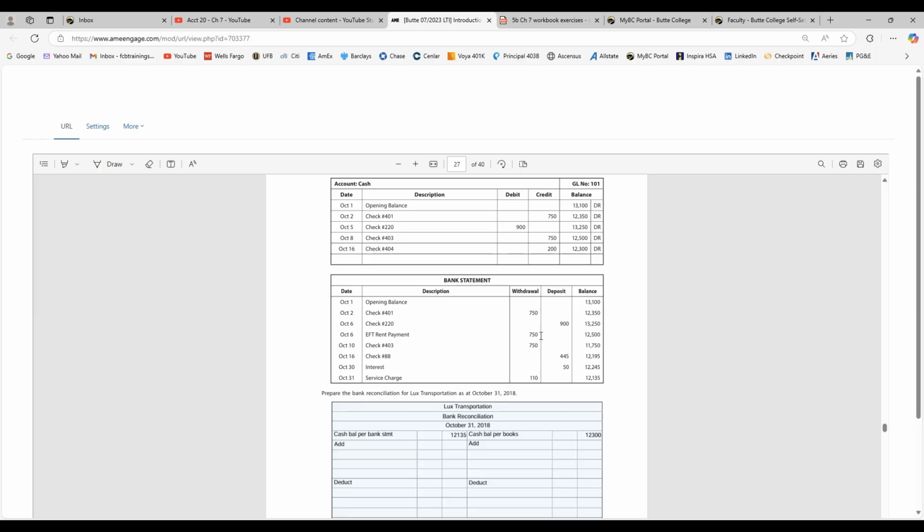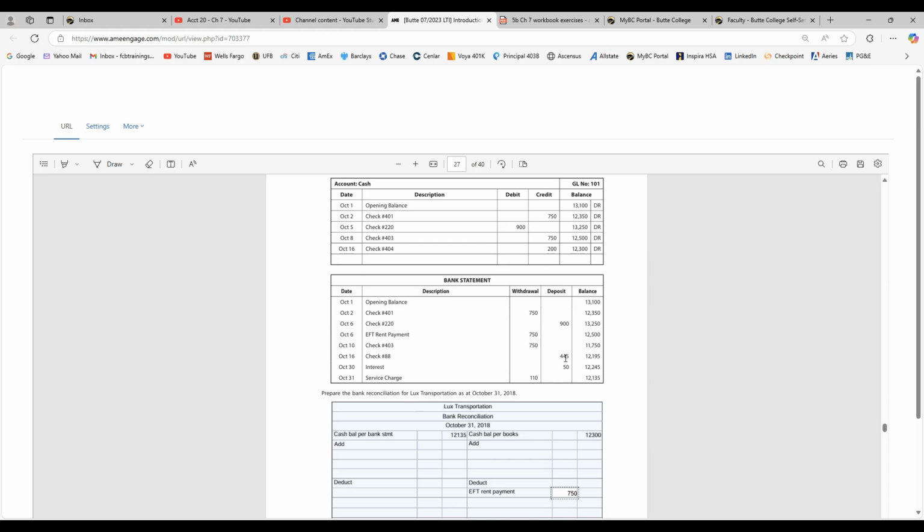EFT rent payment, so we had a withdrawal, and even though it's the same amount as check 403, this is check 403, so that EFT rent payment is not shown on our books, so we need to record that in. We'll say EFT rent payment for 750. And you could get a little tricked because all these amounts are so similar. But that's check 403 that's deducting from the books and not the rent payment. So this one's good. That's on both sides. It's not a reconciling item, but the rent payment was.